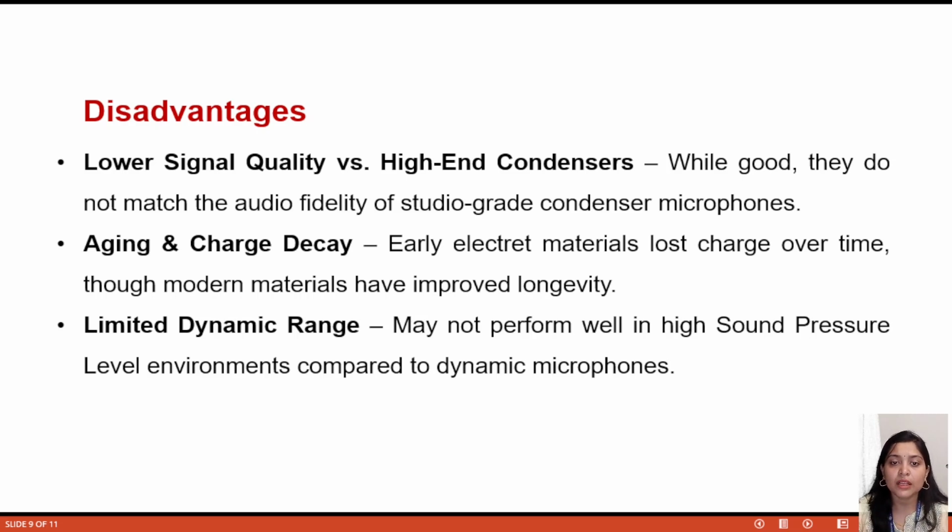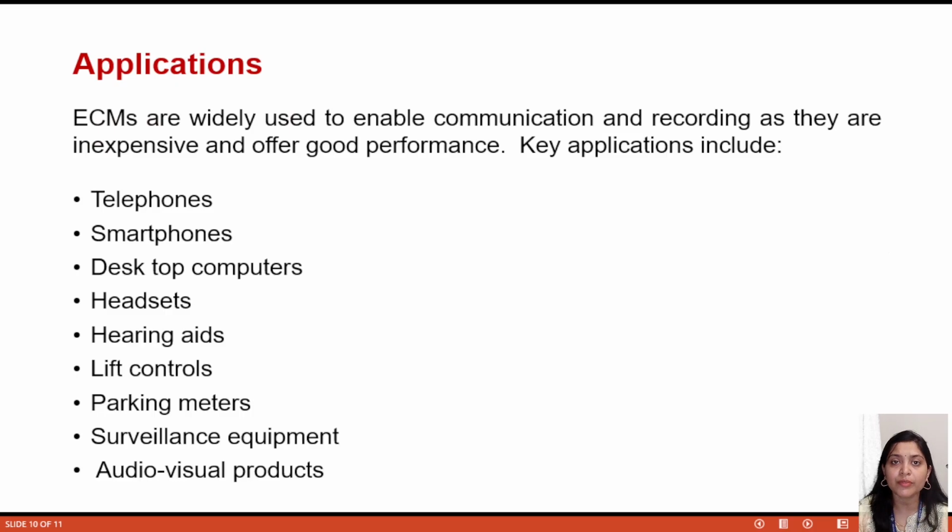Then limited dynamic range, it may not perform well in high sound pressure level environments compared to the dynamic microphone. Application areas: telephone, smartphone, desktop computer, headset, hearing aids, lift control, parking meters, surveillance equipment, audiovisual products.